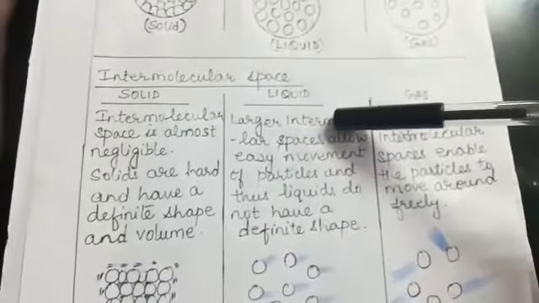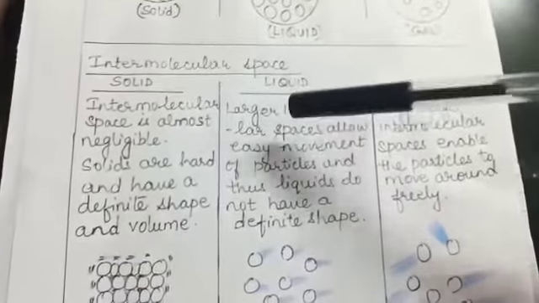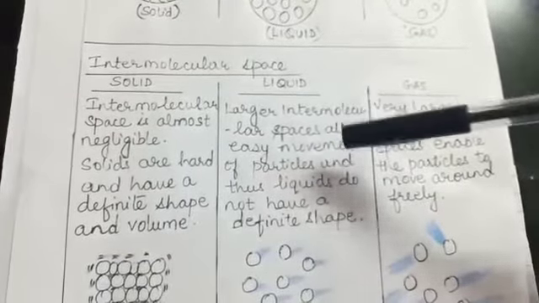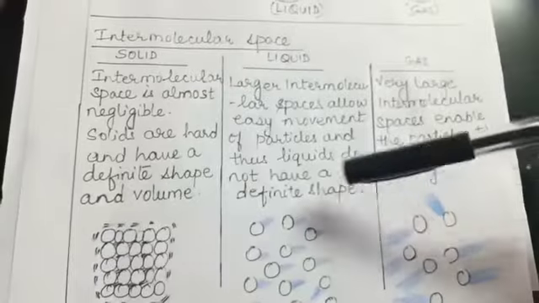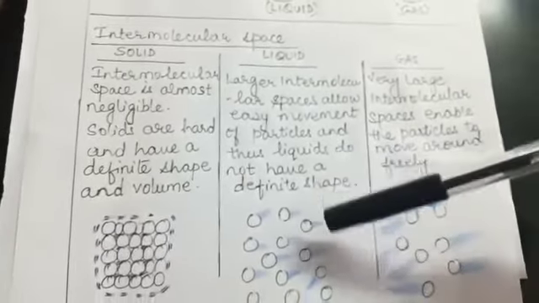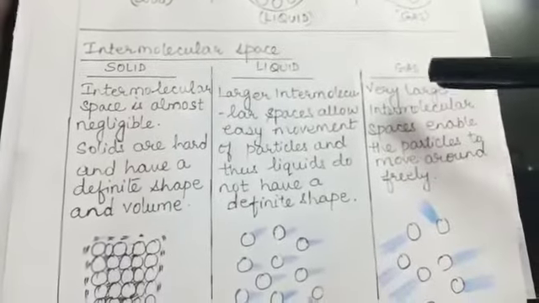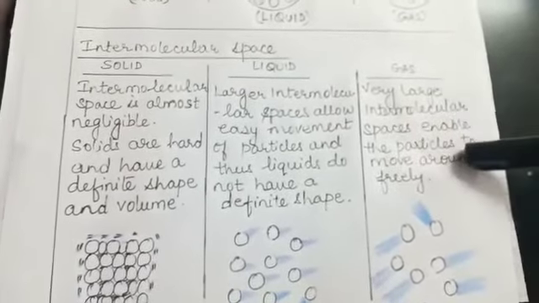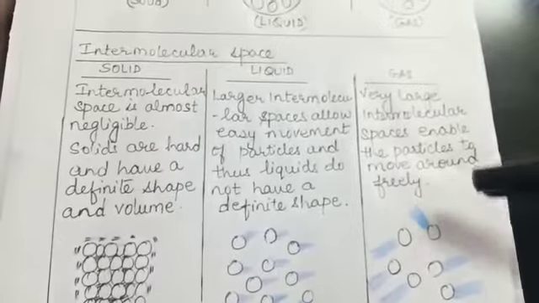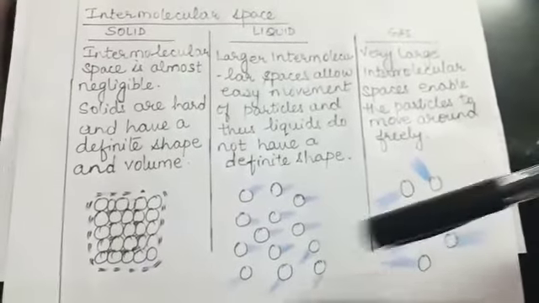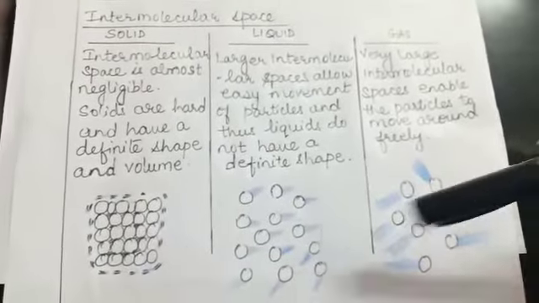In the case of liquids, larger intermolecular spaces allow easy movement of particles. That is the reason why liquids do not have a definite shape. In the case of gases, very large intermolecular spaces enable the particles to move around freely, as you can see in the case of these three diagrams.